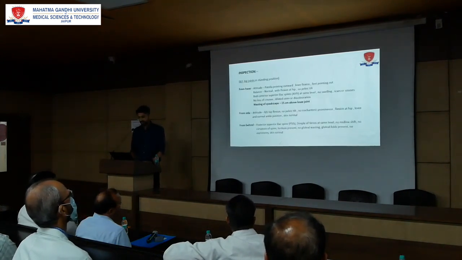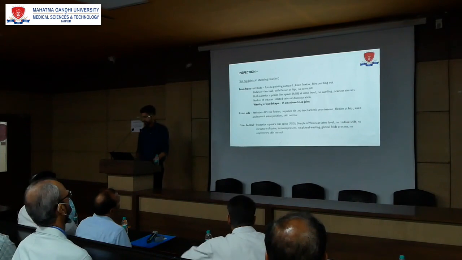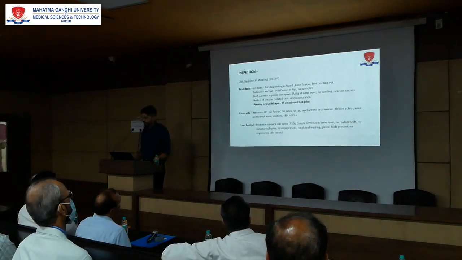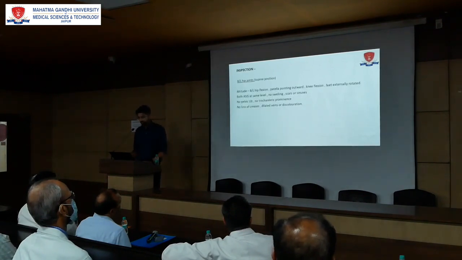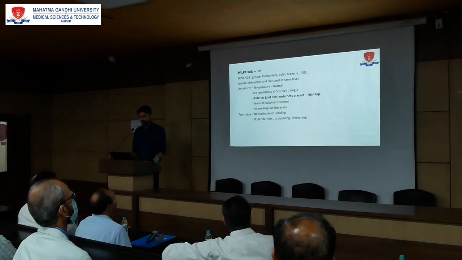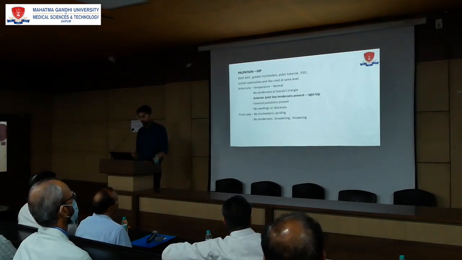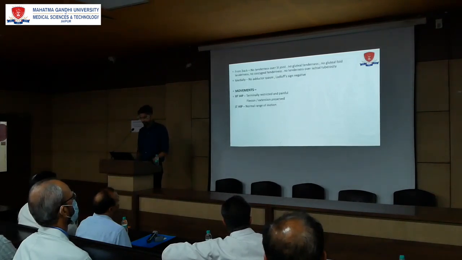On inspection of bilateral hip joints, it was grossly normal, with normal balance and no swaying to any one side, but visible wasting of quadriceps was visible. In the supine position, the examination was grossly normal, with no loss of creases, dilated veins or discoloration. In palpation of the hip joint, one remarkable finding was anterior joint line tenderness present on the right hip, and rest all signs were grossly normal.